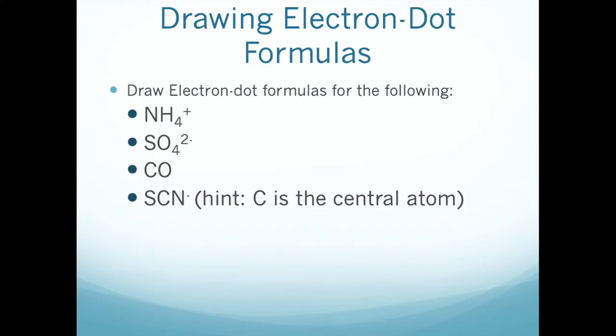The charge changes your total number of electrons when you're totaling that up. If you see a positive charge, that means you have an electron missing. Okay, so your total will be 1 lower than you would expect. Likewise, if you see negative charges, that means you have extra electrons, and you should add that number to your total.